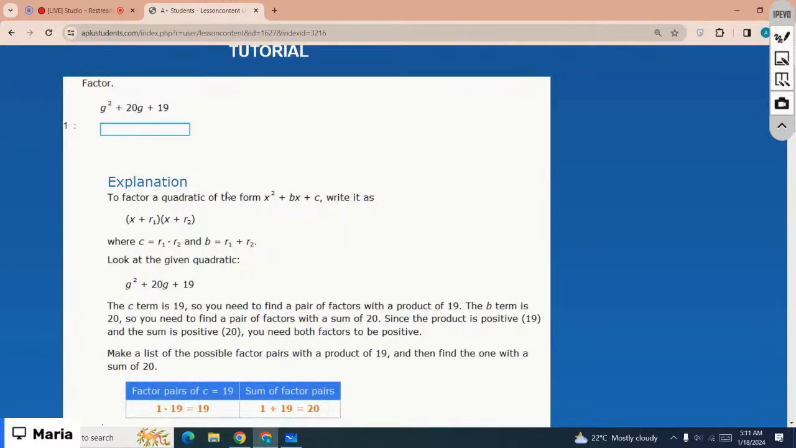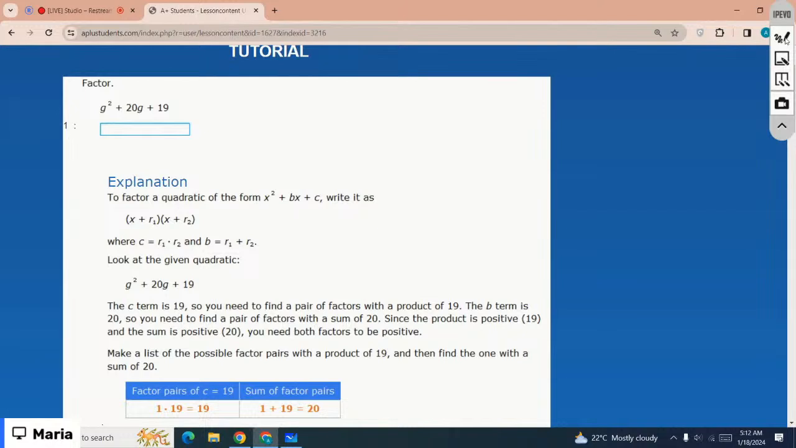To factor a quadratic of the form x square plus bx plus c, you can write it as x plus r1 and x plus r2. R1 and r2 are the roots of the equation, right? So c is the product of r1 and r2, and b is the sum of r1 and r2, right? So basically you need to find two numbers, their product is 19 and their sum must be 20, right? If you multiply both the numbers, the answer is 19, and if you add them, the answer is 20, right?